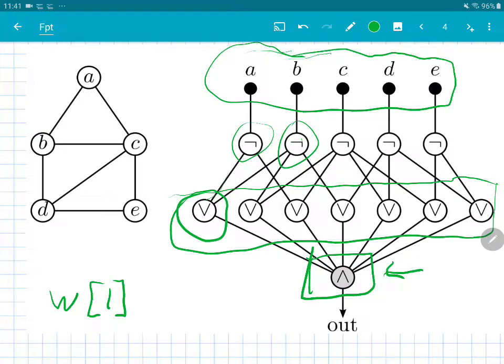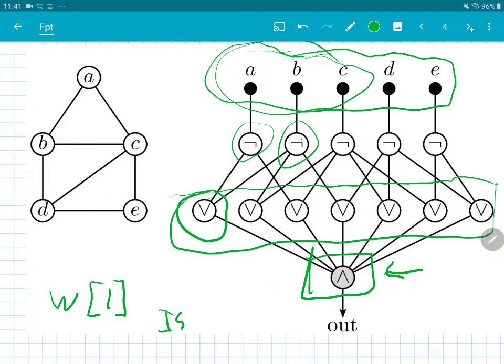Okay, and notice, by the way, that this circuit is satisfied if and only if the graph has an independent set. Well, every graph has an independent set. You just take the empty set. So we need to force the number of ones in the input, right? So we're going to speak about the weighted version of the problem, and that's going to be our parameter.